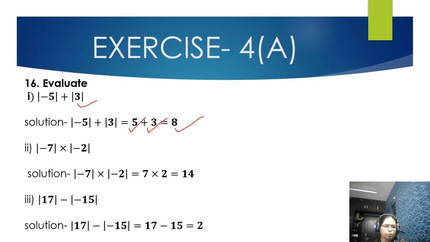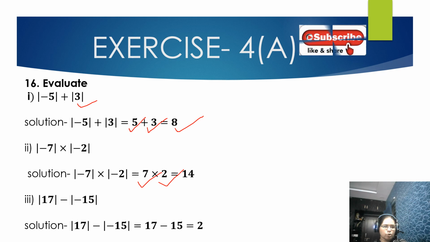Second bit, absolute value of minus 7 multiplied with absolute value of minus 2. We know absolute value of minus 7 is plus 7 and absolute value of minus 2 is plus 2, that is positive integer. So 7 multiplied with 2 is 14.